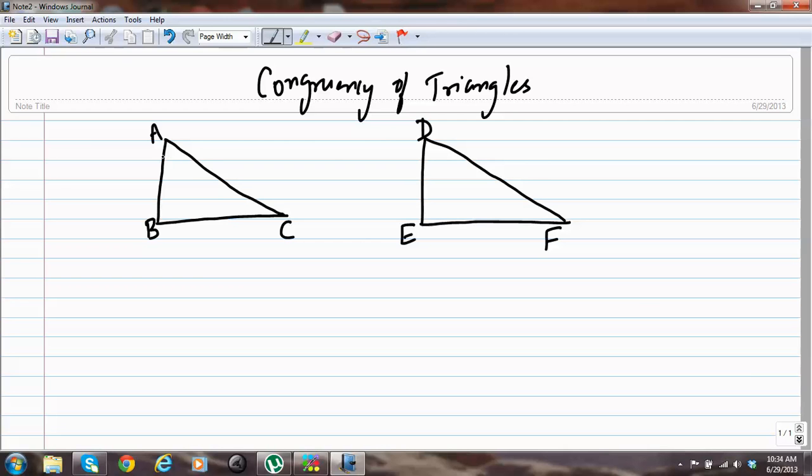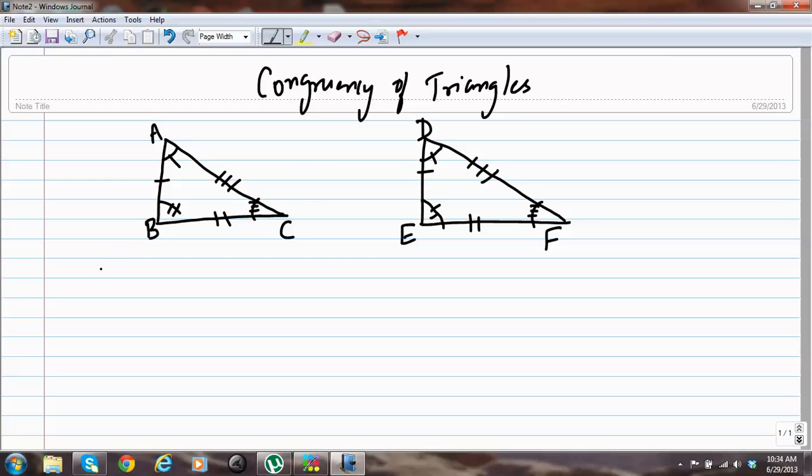For example, if angle A is equal to angle D and angle B is equal to angle E and angle C is equal to angle F and AB equal to DE and BC equal to EF and AC equal to DF. In this case, I can simply say that ABC and DEF are completely equal in all aspects.